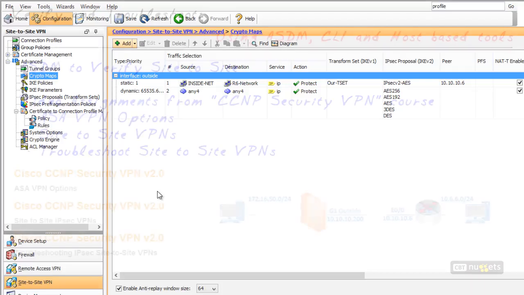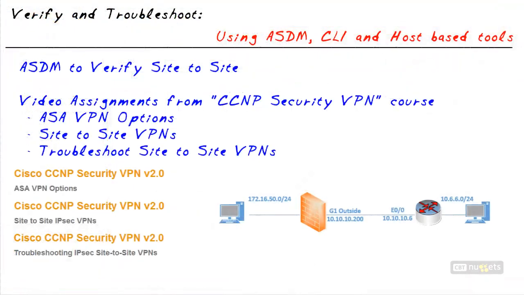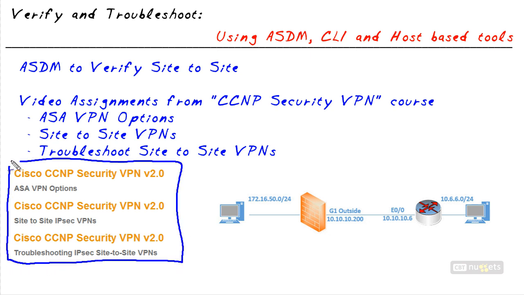As you and I go through these VPN videos together, here are the next 3 videos that I want us to go ahead and visit. They are all from the course called CCNP Security VPN version 2.0, and they are the videos titled ASA VPN Options. The next video is called Site-to-Site IPsec VPNs, and that's a walkthrough using the ASDM for the implementation of an ASA to ASA IPsec site-to-site tunnel. And then the third video that I want us to go through together is called Troubleshooting IPsec Site-to-Site VPNs.